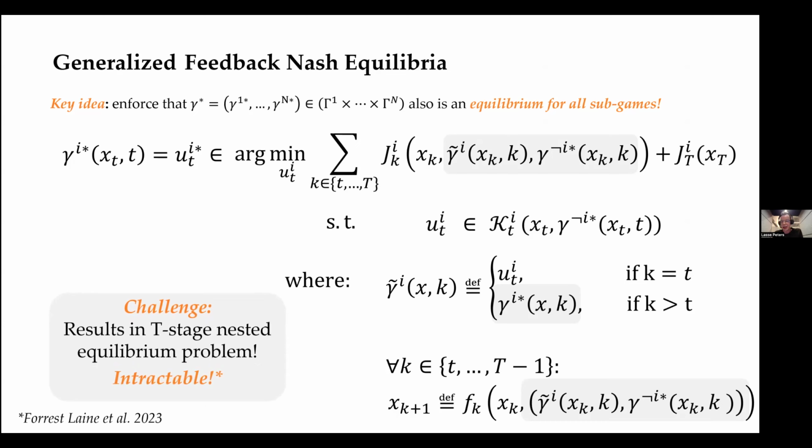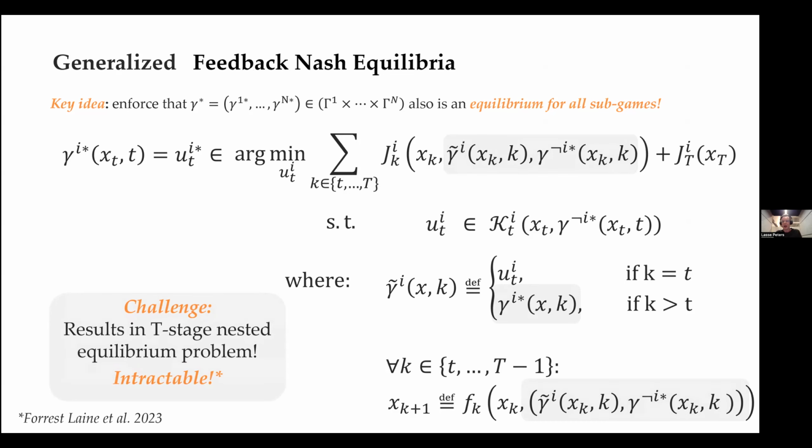And if you're interested in the details of how this could be approached, I encourage you to go to Forrest Laine's paper on the computation of generalized feedback Nash equilibria. But long story short, there is no free lunch, and we will have to make some approximations for this to become remotely tractable.